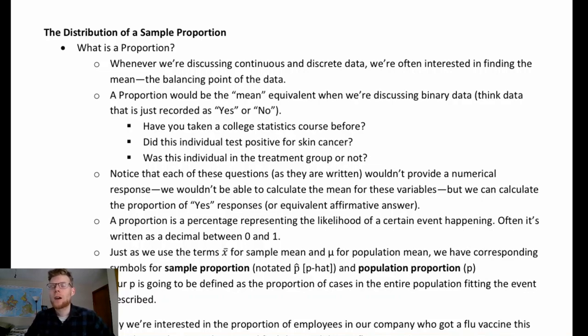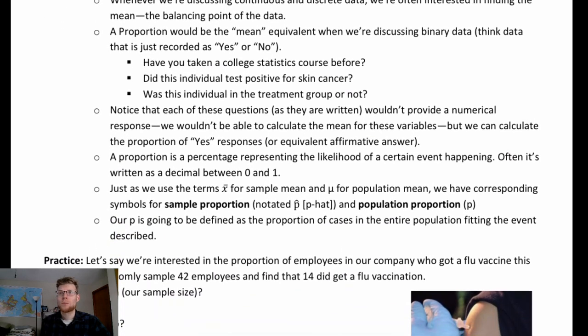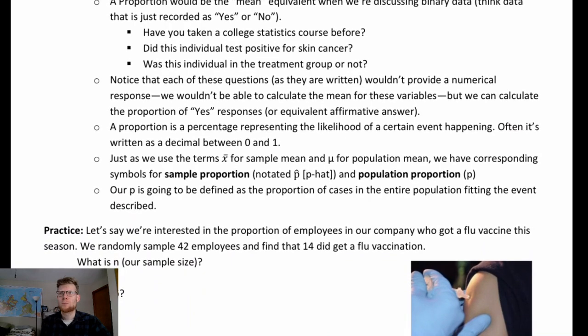If you think about these sample questions written here, was this individual in the treatment group or not? Did this individual test positive for skin cancer or not? These are things I can't calculate numerical measures for, but I can calculate the proportion of responses that fit a particular category. So a proportion is a percentage representing the likelihood of a certain event happening, often written as a decimal between 0 and 1.